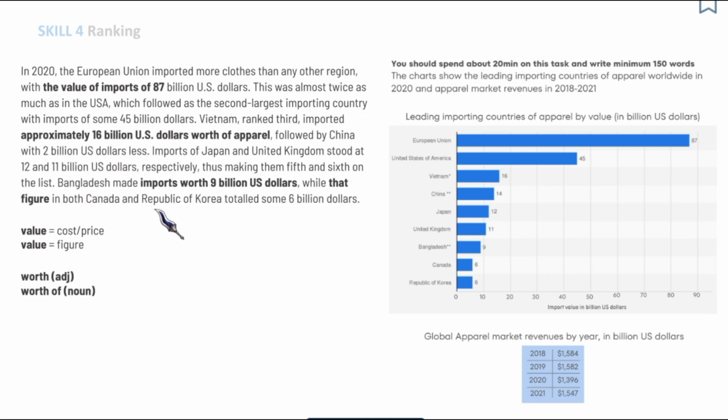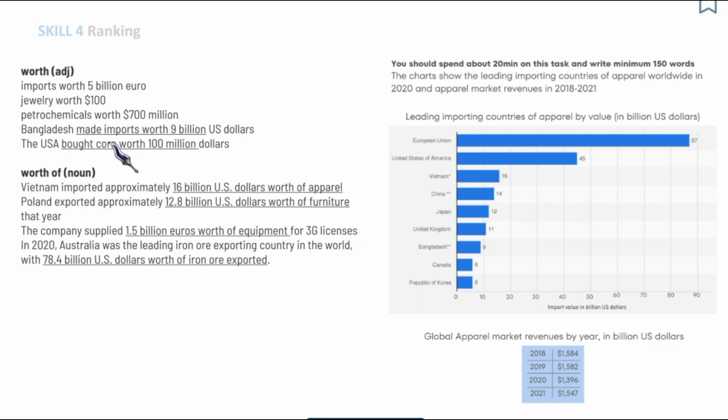Another way to talk about numbers is to use the word worth. It can be used as an adjective or as a noun, and I would like to show you more examples. So let's start with worth as an adjective. Here you can see a few examples. Imports worth 5 billion euro, or jewelry worth $100, or petrochemicals worth 700 million. The sentence that I have used in the report is also here.